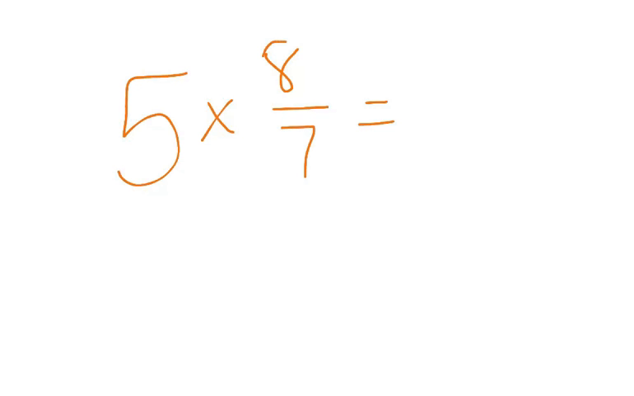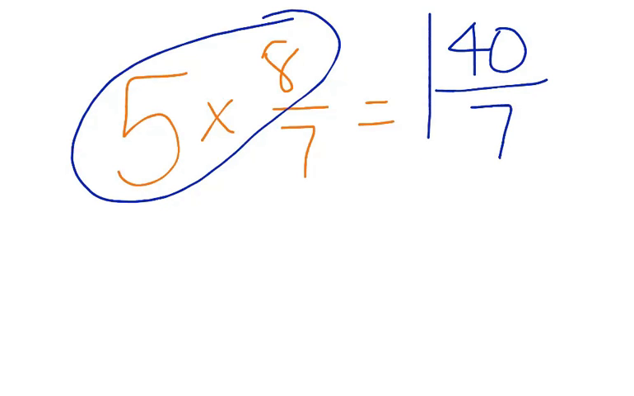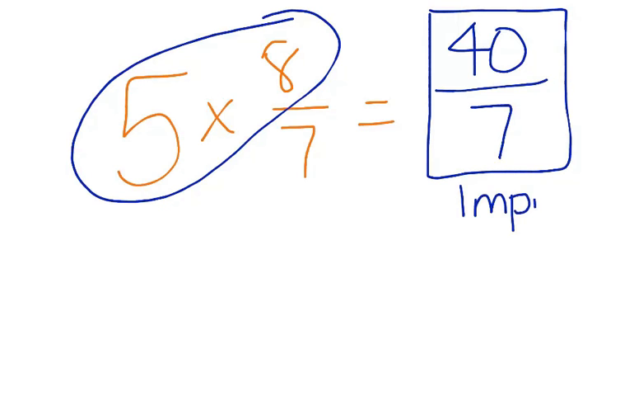Alright, last example. This time we're going to do 5 times 8/7. Okay? Just remember, multiply the whole number and the numerator. 5 times 8 is 40. And your denominator will stay the same, so it's 7. And this is your answer. But the problem is it is an improper fraction. So in order to change it to a mixed number, we need to divide.